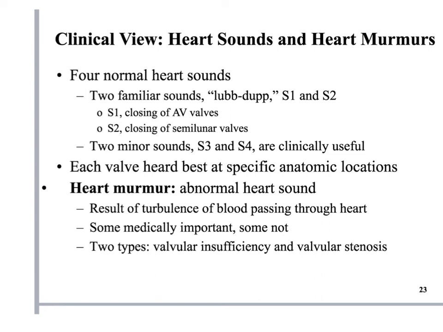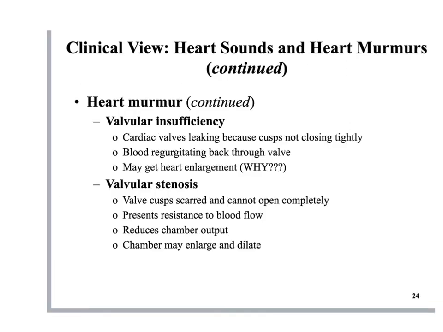Okay, and you have 2 types. You have valvular insufficiency or valvular stenosis. Insufficient means the valve's broken and it's not doing its job. It's prolapsing, okay? And so blood is regurgitating back through the valve. Or valvular stenosis, it doesn't work anymore. It doesn't flow as well. My question for you is sometimes in valvular insufficiency, you might get enlargement of the heart. Why? Come to class on Friday with an answer for that, okay? Why would you get heart enlargement with valvular insufficiency?